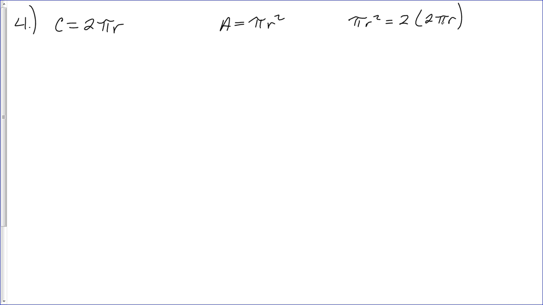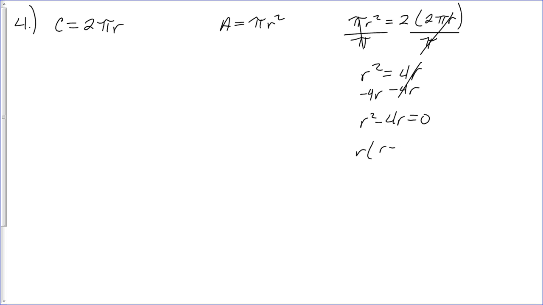Now, we're also going to use this equation to find the radius of our circle, because if you notice, we only have one variable. So first, we're going to divide both sides by pi to get rid of pi. So r squared equals 4r. Subtract the 4r from both sides. So r squared minus 4r equals 0. Factor out an r. So r equals 0 or 4, because if r is 0, the whole thing is 0, and if r is 4, the whole thing is 0. Well, the radius equals 0 doesn't make any sense at all. So in this case, our radius is going to be 4.